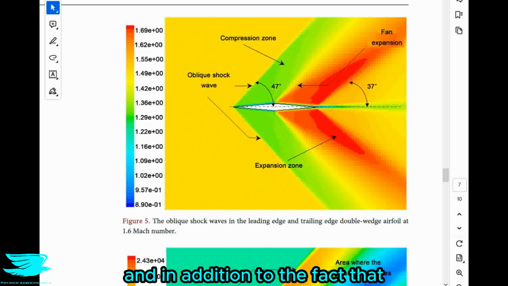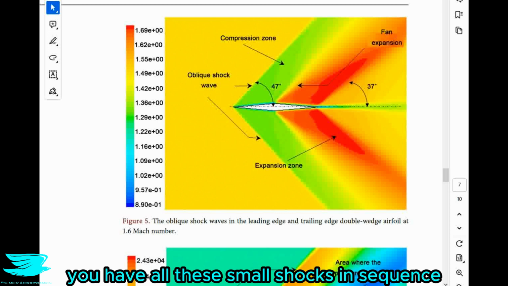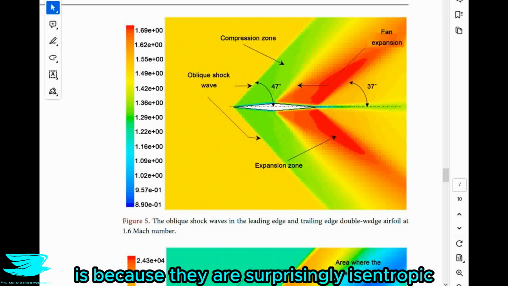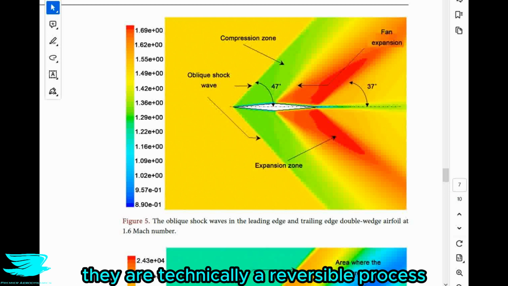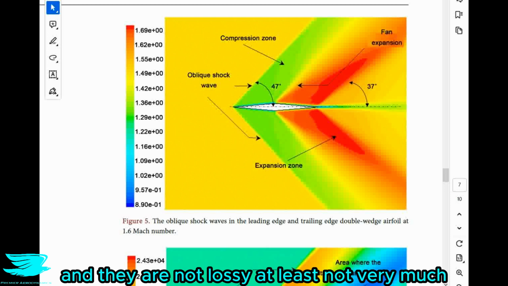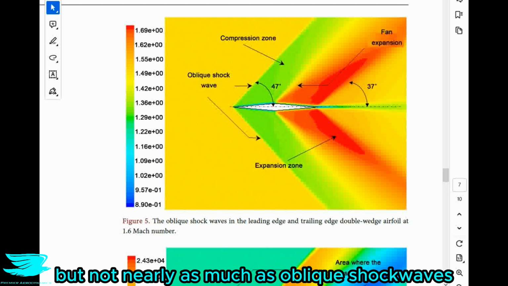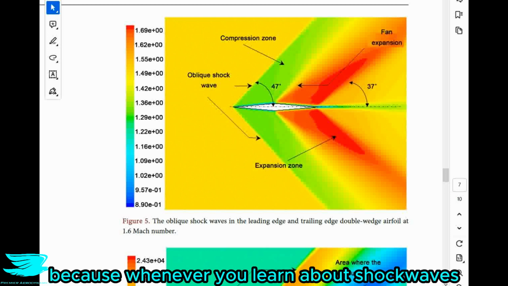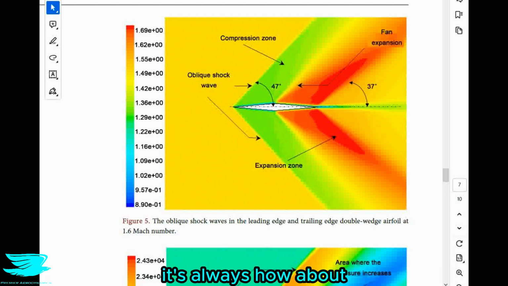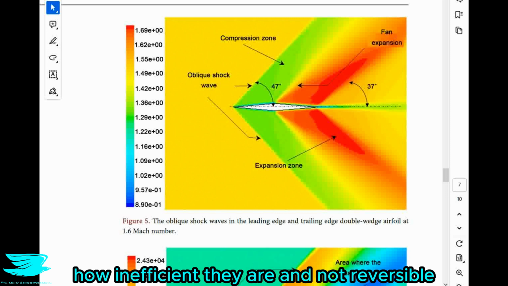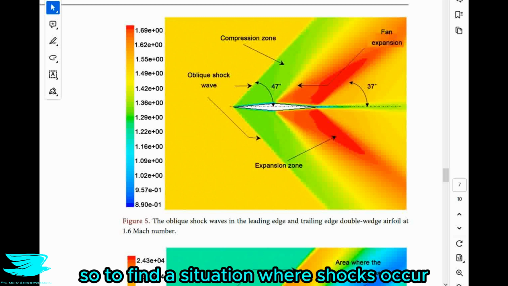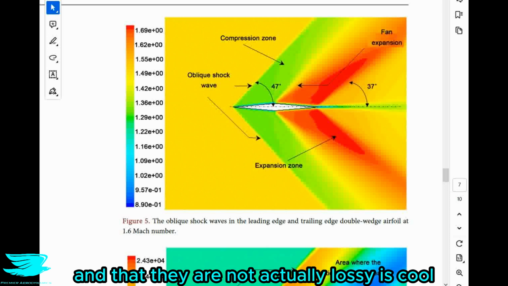And in addition to the fact that you have all these smaller shocks in sequence, the other reason why I think expansion fans are cool is because they are surprisingly isentropic. They are technically a reversible process, and they are not lossy, at least not very much, not nearly as much as oblique shockwaves, for example. So I don't know about you, but to me, that is very unexpected because whenever you learn about shockwaves, it's always about how inefficient they are and not reversible, and they have so much loss and so on and so on. So to find a situation where shocks occur and they are not actually lossy is cool.